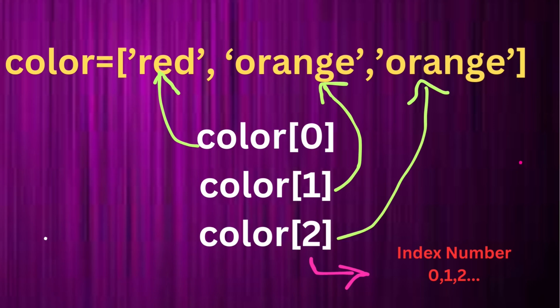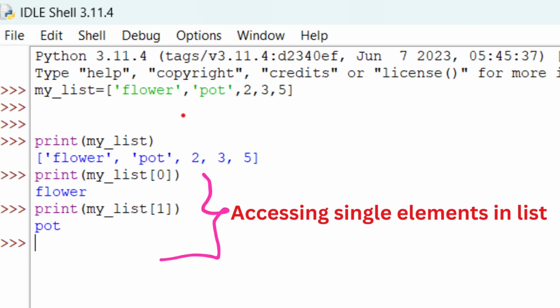Now in this example, let's see. In my_list, flower, pot and 2, 3, 5 are the items inside the list. So how do we use the index position to access each value in a list? my_list of 0 inside square brackets refers to the first element, that is flower in this my_list. So this is how you access each element from a list. Next one, my_list of 1. Inside the square brackets, you put the index position which you want to access. So here it is 1, it refers to pot. Then 2 refers to 2, and as such, it goes on for any number of items.